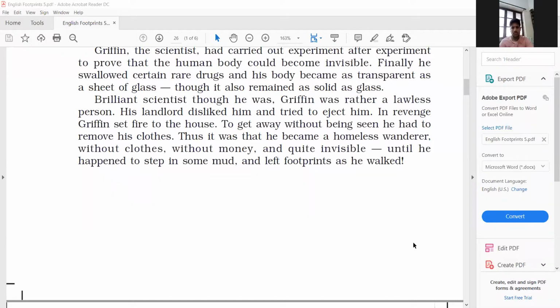So he's left his home, he's moving from one place to another. He doesn't have clothes because only when he is not wearing clothes he is invisible. He does not have money. And right now he does not know what to do, and he stepped in the mud and his footprints are showing. So people are aware of his presence. They can't see him, but they know that he is somewhere around.